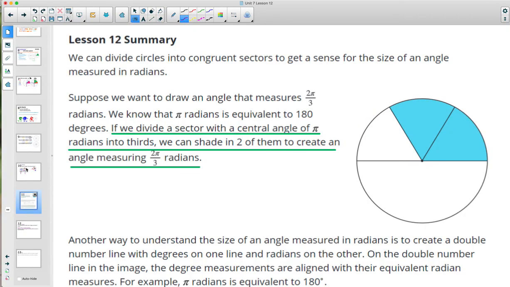So here's your lesson summary. We talked about dividing the circle into congruent sectors to talk about radians versus degrees. And so if we had divided the central angle of pi, so half the circle, into thirds, we know that each of those is 1/3 pi for the radian. So this shaded section has 2 of them, so 2/3 pi, or 2 pi over 3.